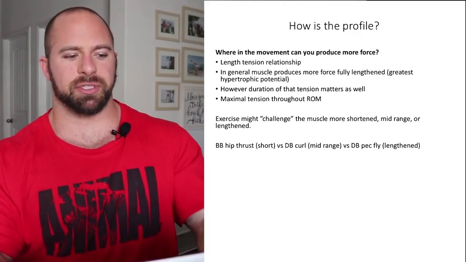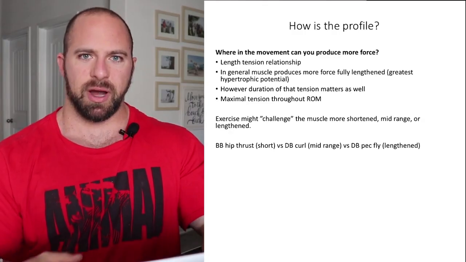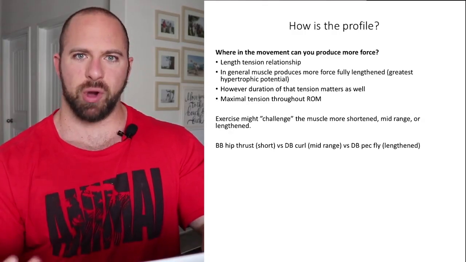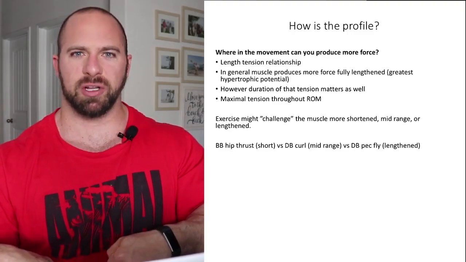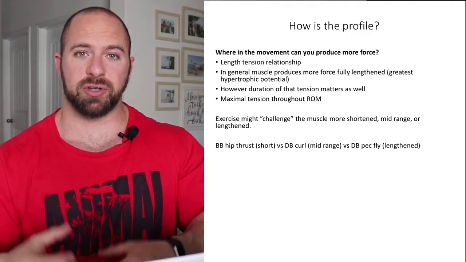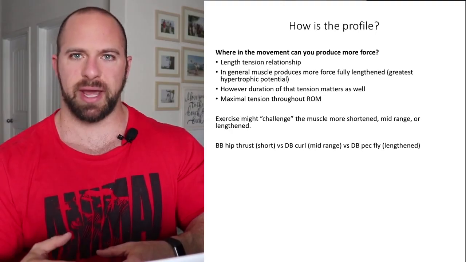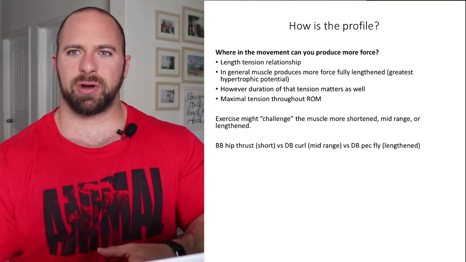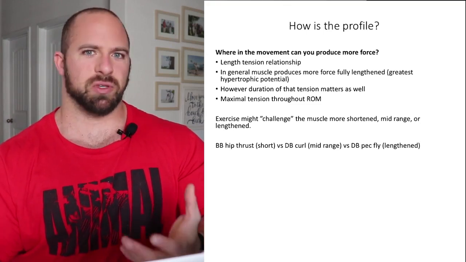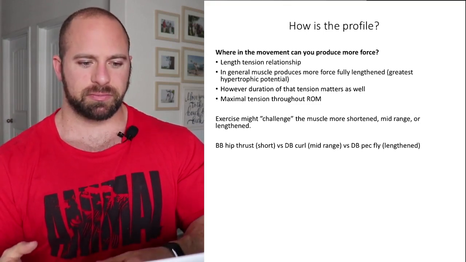Some examples here, like a barbell hip thrust. A barbell hip thrust challenges the glutes the most when they're fully short. So if you're doing a hip thrust, as you get to the top, it's really hard to lock out, and that's when the glutes are fully contracted. So it challenges the most in the shortened state. A dumbbell curl, we talked about this. When you come up with a dumbbell curl, about mid-range is where you get the greatest challenge.